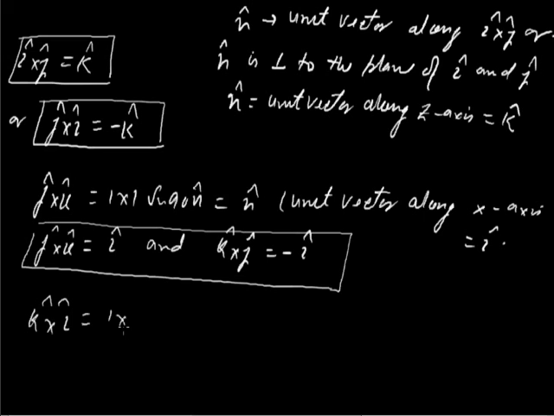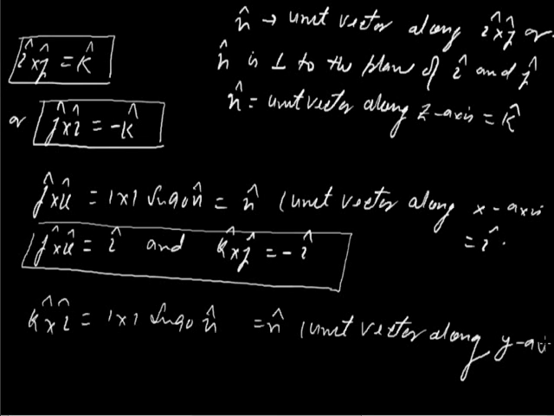In a similar way, k cross i will be 1 into sine of 90 n cap, that's only n cap, the unit vector along the y-axis, that's j cap. Means k cross i will be j cap, and i cross k will be minus j cap.